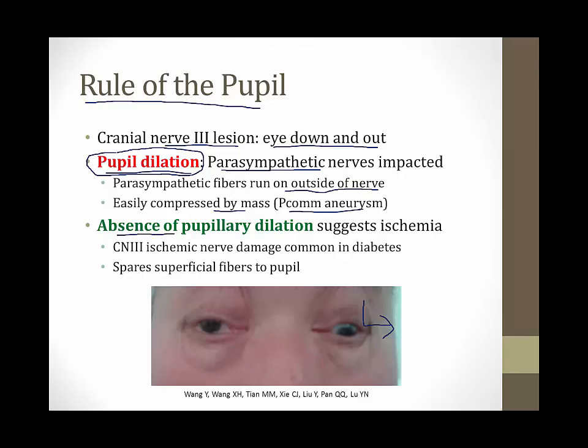If there is an absence of pupillary dilation in the setting of a cranial nerve 3 lesion, this suggests ischemia is the cause. Cranial nerve 3 is vulnerable to ischemic nerve damage, especially in patients with diabetes. This type of damage to cranial nerve 3 usually spares the superficial parasympathetic fibers, and thus the pupil is not dilated, and this is called the rule of the pupil.